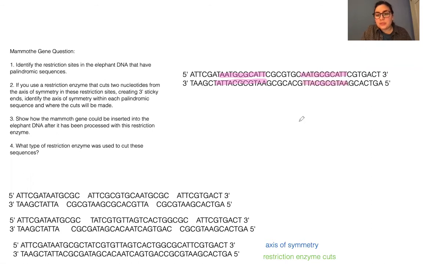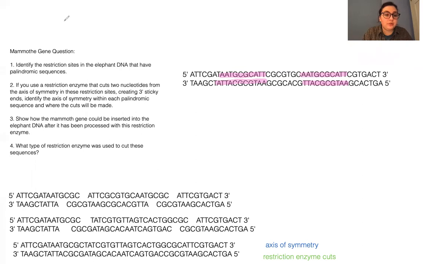And so both of these palindromic sequences are going to be those recognition sites for the restriction enzyme that we're using, so that it can figure out where in this very long strand of DNA, to which this is only an excerpt, it's going to be making those cuts. So the next part of the question gets us talking about that restriction enzyme.